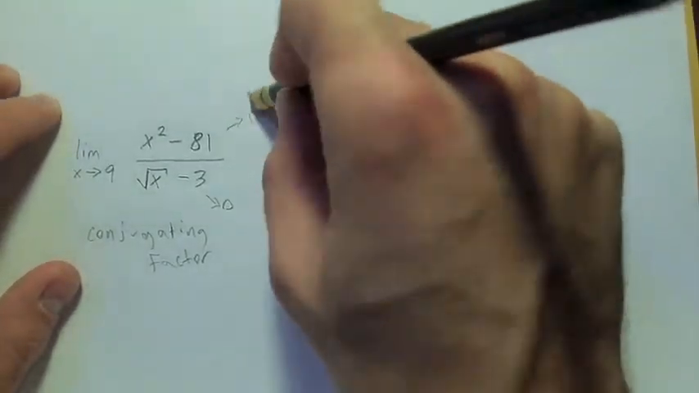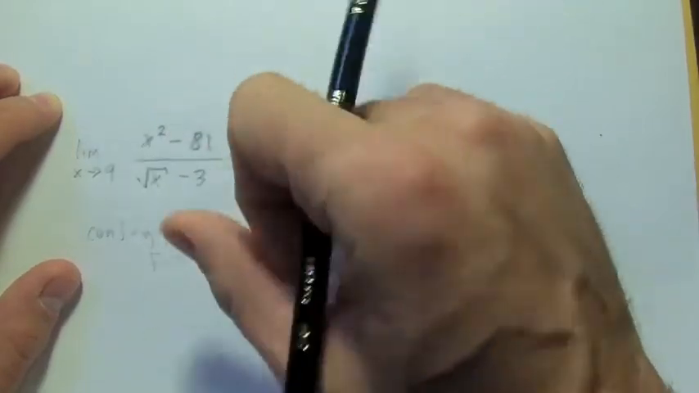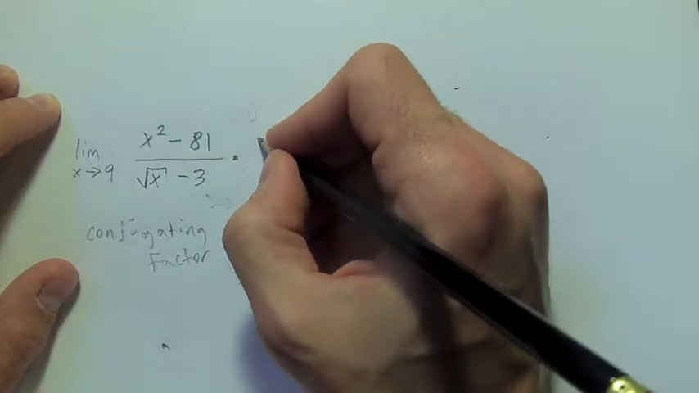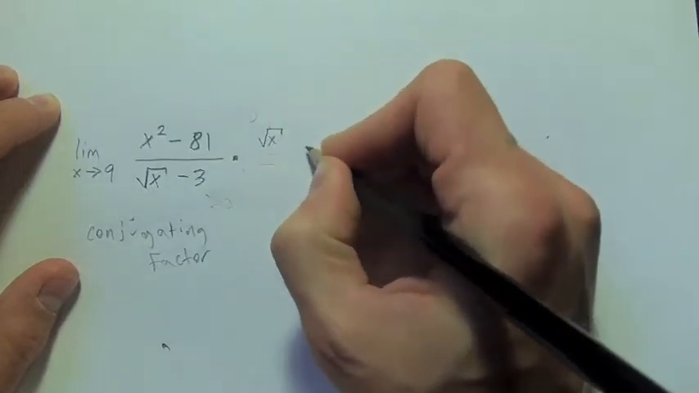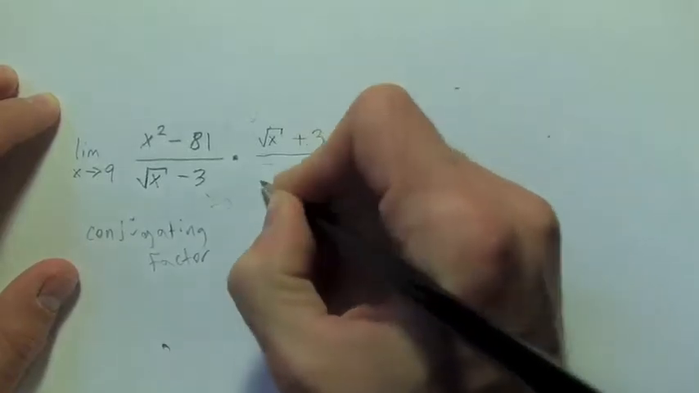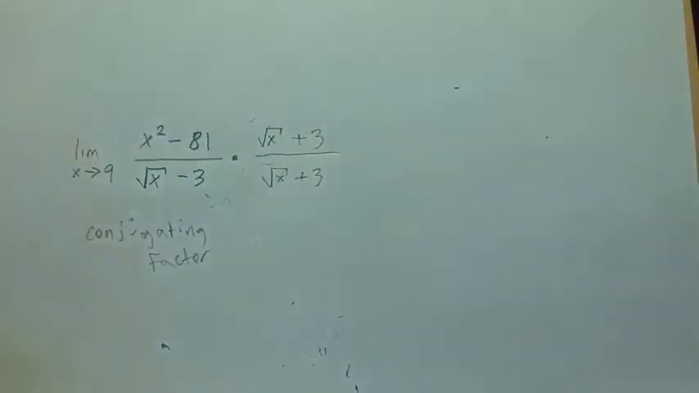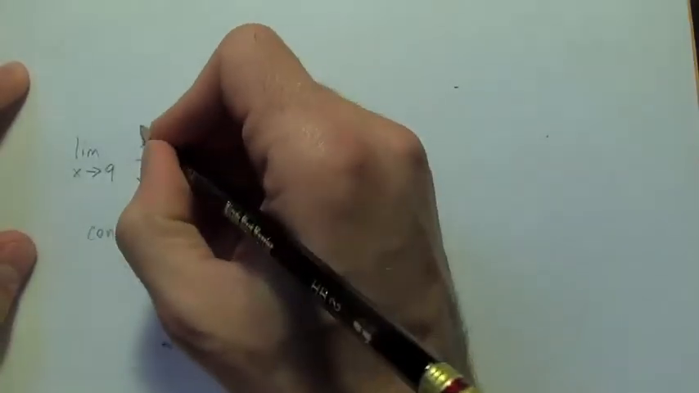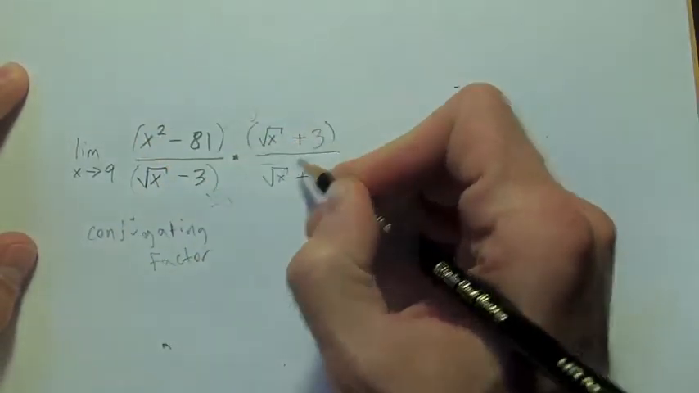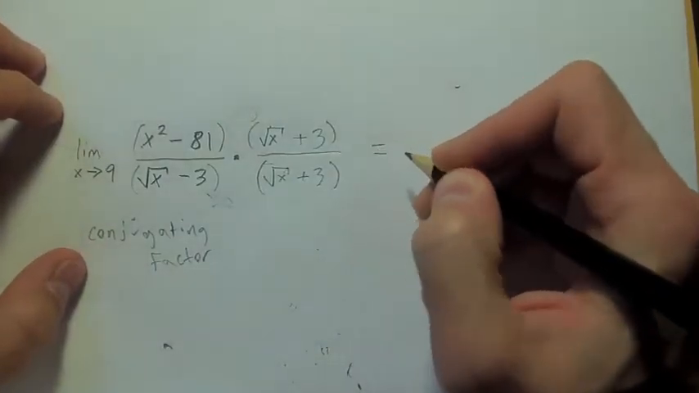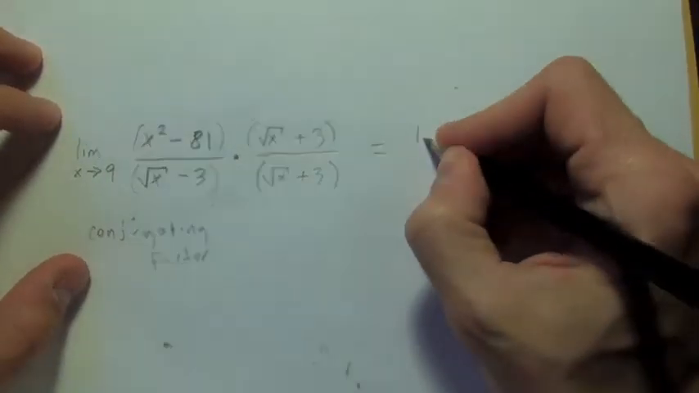So before I throw in the equals, I usually just do it right here and say, all right, this is going to be the square root of x plus 3 over the square root of x plus 3. And then I throw parentheses around everything just so I don't forget it. It's very easy to make mistakes here if you don't do this part. So then, remember how this helps.